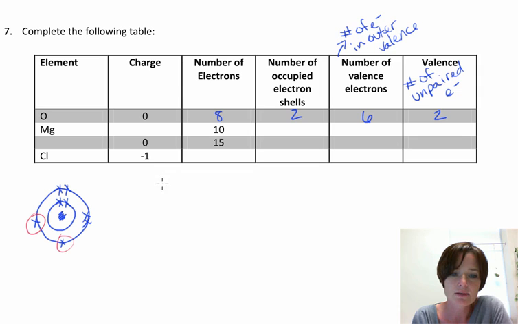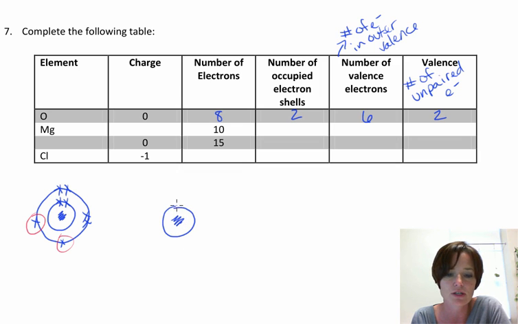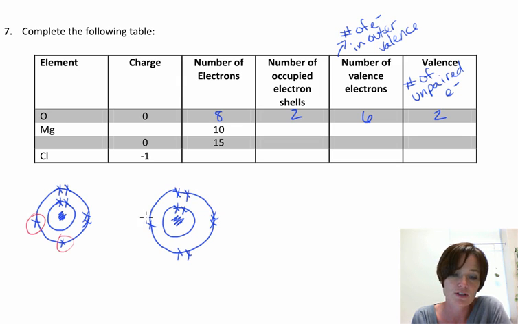The next one is magnesium, and magnesium in this case has 10 electrons. So if we draw that electron configuration, we know we have 10 electrons. So I'm going to put 2 on the first shell, then I move to the second shell, and we're going to have to fill up the second shell to actually get our 10 on there. So we have filled 2 shells. The number of valence electrons, we have 8, and the valence is going to be 0 because we don't have any that are unpaired.